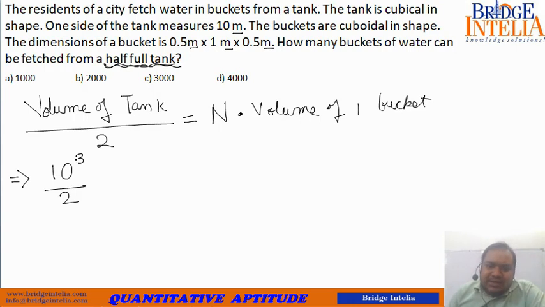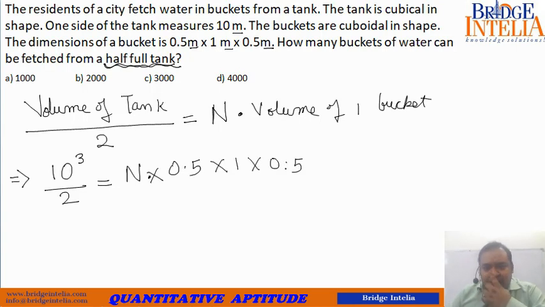So 10 cube volume, a cube, so 10 cube by 2 must be equal to n into, what is the volume of bucket? Bucket is in the form of a cuboid. So n into 0.5 into 1 into 0.5. So let's solve from here. So from here you can see that n is equal to 1000, because 10 cube is equal to 1000.